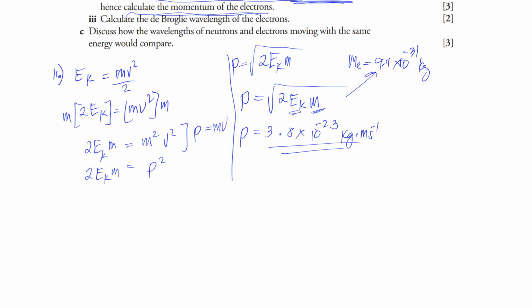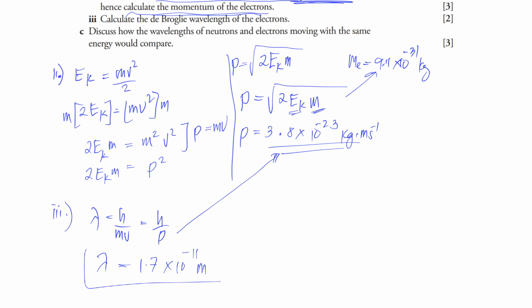Okay. Calculate the de Broglie wavelength of the electrons. So what is the formula of de Broglie? Lambda is h over momentum, or h over p. We have the momentum calculated. Then the wavelength now is 1.7 times 10 to minus 11 meters. There. Let's go to the last question.